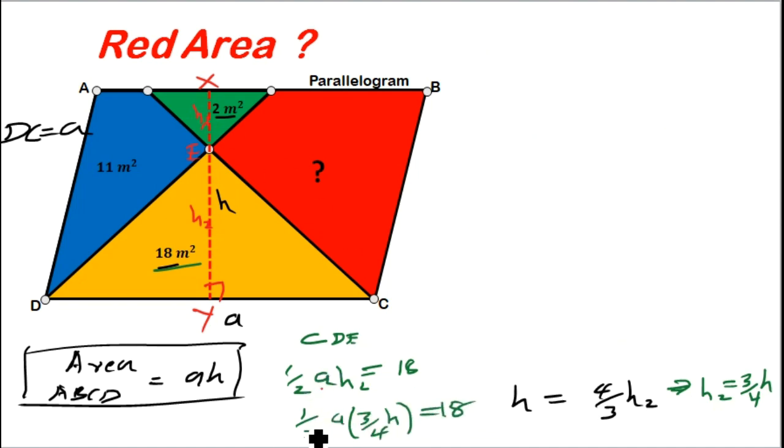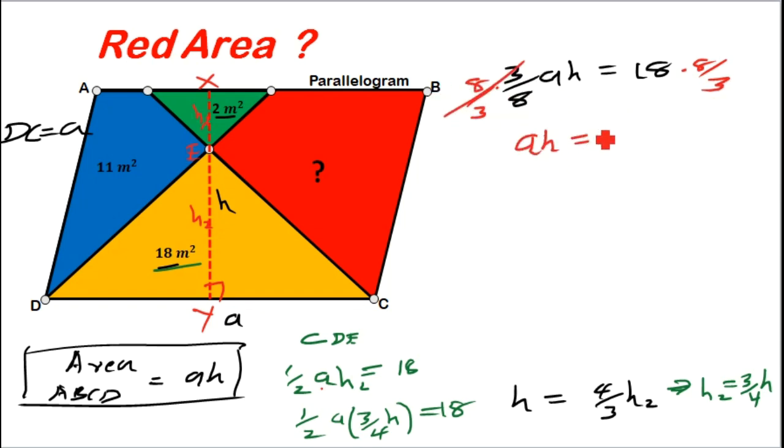So what do we have here? A half times 3 over 4 is 3 over 8, then A times H is AH, equal to 18. Now you multiply both sides by 8 over 3. When you multiply both sides by 8 over 3, this side will cancel out. You'll remain with AH equal to 3 goes here once, 3 goes here 6. 6 times 8 is 48. And what is AH? AH is the area of the parallelogram ABCD. You can see the area of the parallelogram ABCD is AH, meaning this is the area of the parallelogram ABCD.